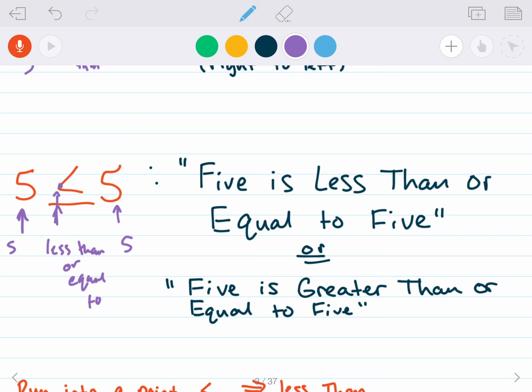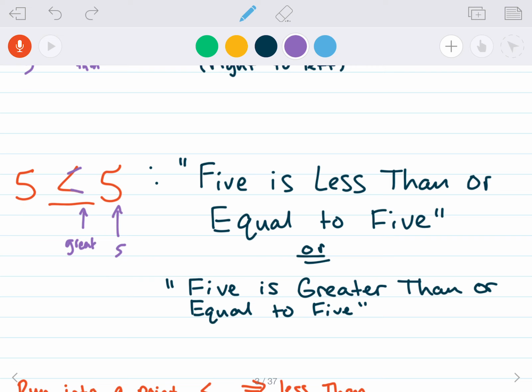You can also flip it the other way and start with this 5 and read the other way. It's opening towards 5, so this is greater than or equal to. So 5 is greater than or equal to 5, if we read it from right to left. Both of these things mean the same thing, and both of these statements are true.